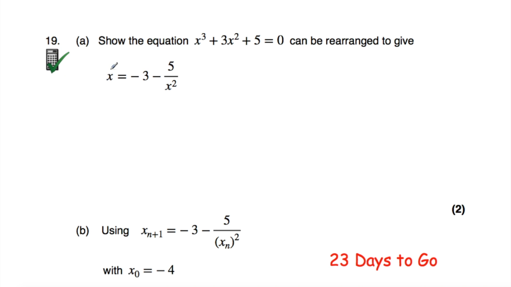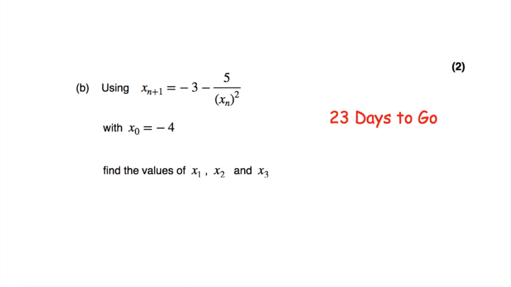Okay, question number 19 is on iteration, and we covered iteration with 23 days to go. So we've got an equation, x cubed plus 3x squared plus 5 equals 0, and we've been asked to show it can be rearranged to give this. So just rearrange this to make one of these x's the subject. If I'm looking at it, we've divided 5 by x squared, so I'm thinking perhaps we're making one of these x's the subject here, and rather than doing the cube root, we're dividing everything through by x squared, and then that'll leave you x here, and hopefully that should help you.